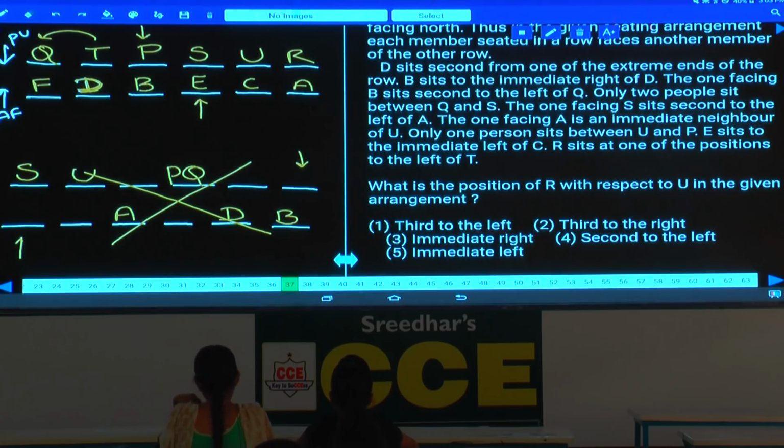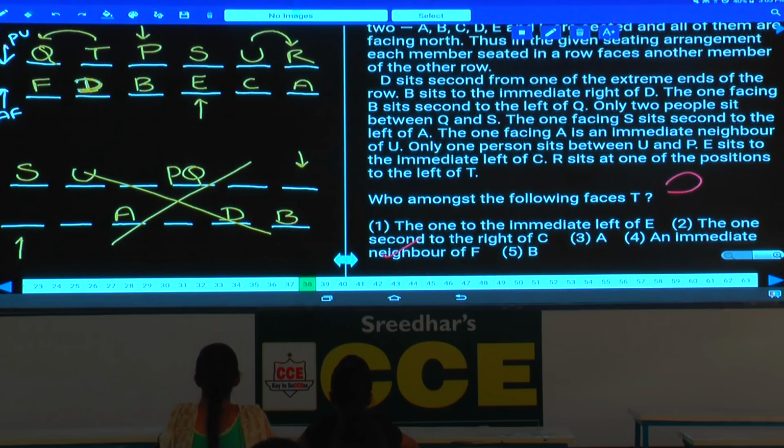What is the position of R with respect to U in the given arrangement? Position of R with respect to U: R is to the immediate left of U. Immediate left, that is given in choice 5. Then question number 38. Who among the following faces T?